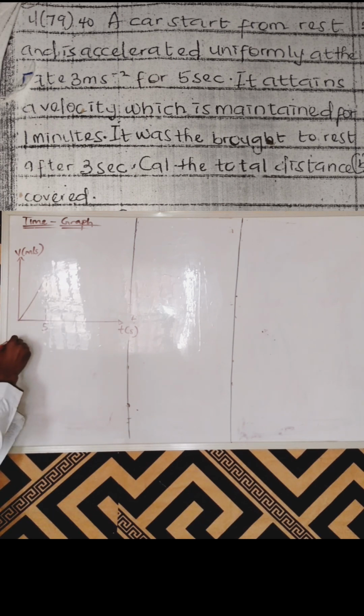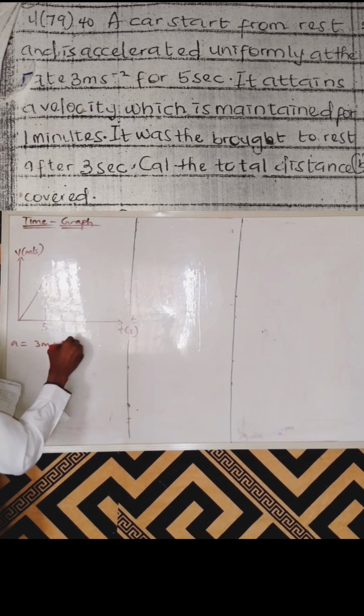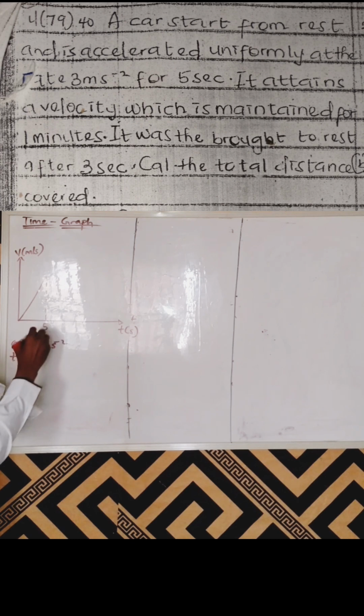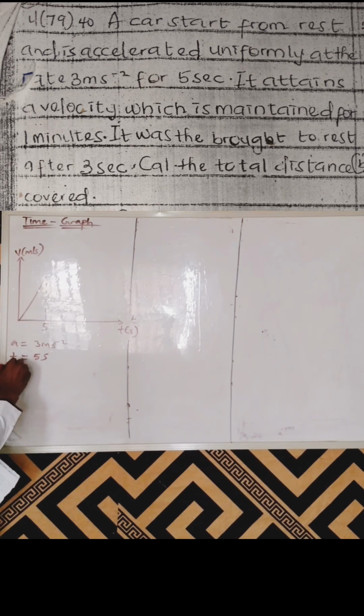Listen, a is given as what? Pay attention. a is given as 3 meter per second square. t is given as 5 seconds. Pay attention. Anytime something like this is given to you, you use it to find the velocity. Then since it's starting from rest, u is going to be equal to 0.